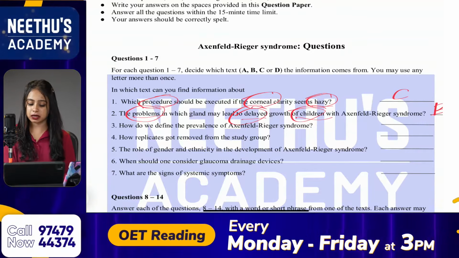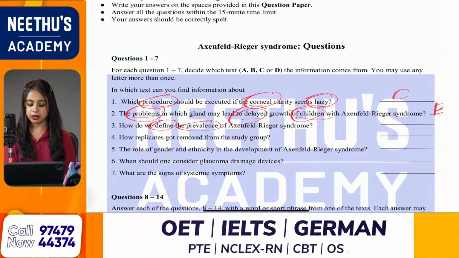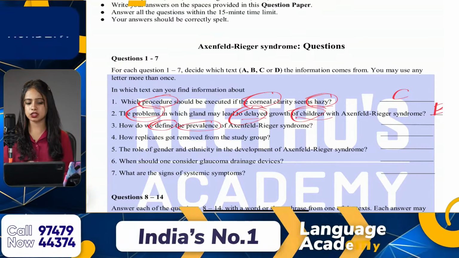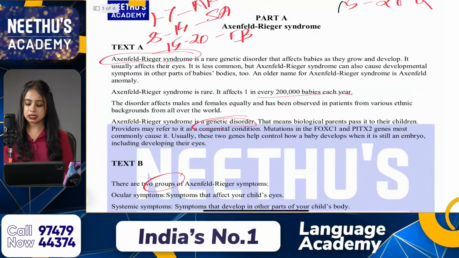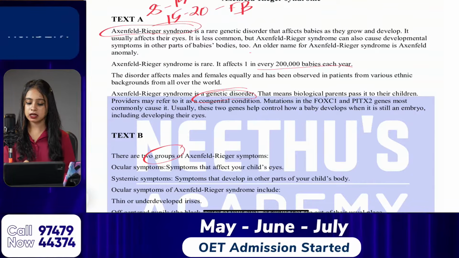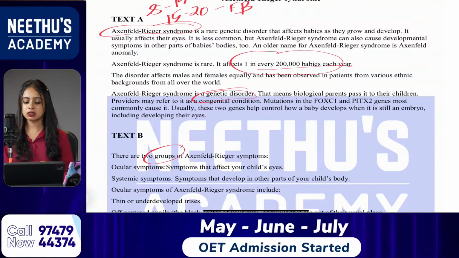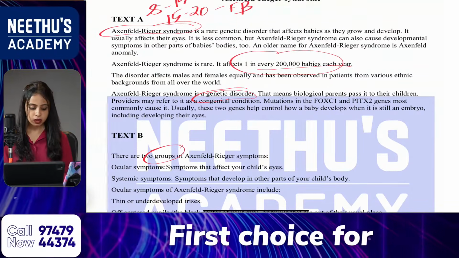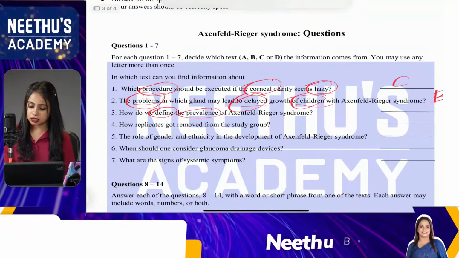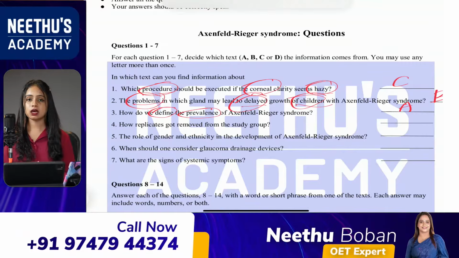Clear? Then the third one: how do we define the prevalence of Axenfeld-Rieger syndrome? My keywords are define and prevalence, and that is only my keyword from question number 3. It's very simple. From text A, we know that they've mentioned the prevalence. It affects 1 in every 2 lakh babies. Very good, Tessie. That is from text A. So our answer is text A.